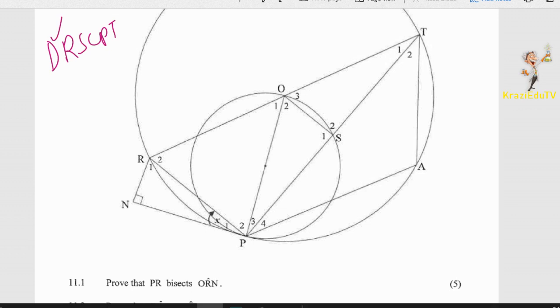PRT is a diameter. Automatically, we see that it means this is 90 degrees. Okay, so I'm going to clean it so that we can write it neatly. Please be careful about the angles. You need to place the lines very well. 90 degrees. Alright, we're given OP as a diameter again.